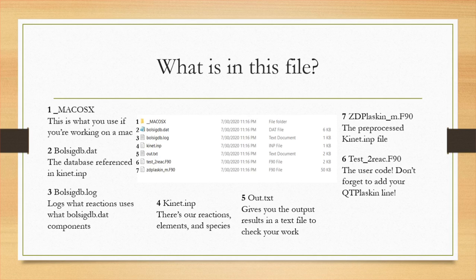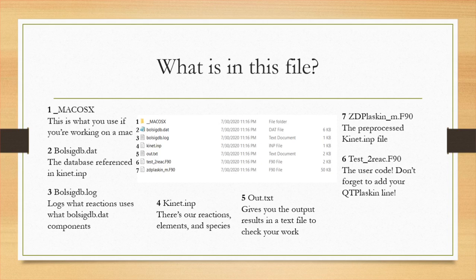Fourth is that connect.inp. This is where those reactions are that I showed you in my last slide. This also includes the elements, species, and interactions with my database. I'll show you guys what it looks like in the next slide. The out text file is the actual results. For the first couple of examples, your answers will be given to you, so this is just to check your accuracy. The user code is number 6.